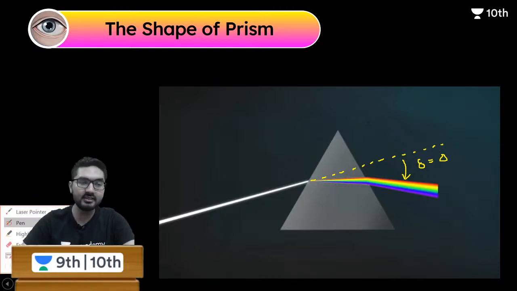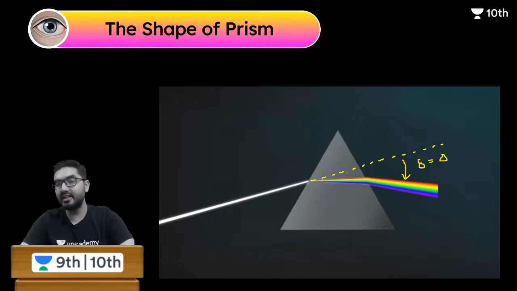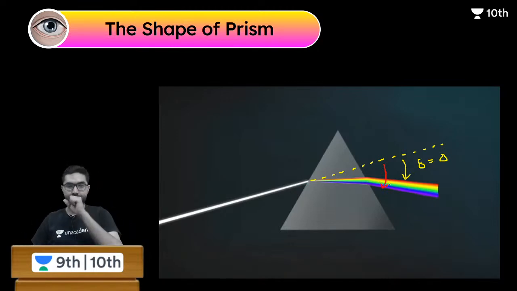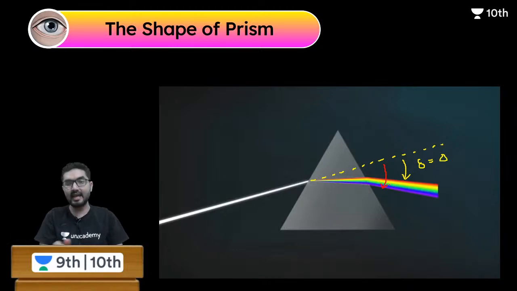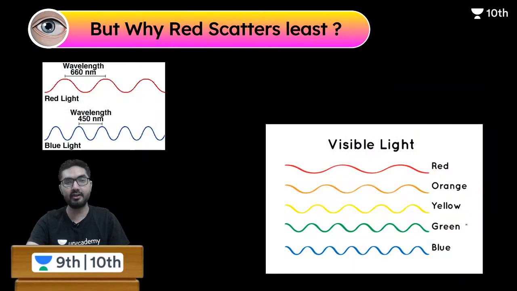So as you can see on screen, the red light is deviating the least while the blue light is deviating more, right? You can actually say, rather than blue, the violet light is deviating the most and the red light is deviating the least. So this is an important concept, guys, that you should be aware of, right?